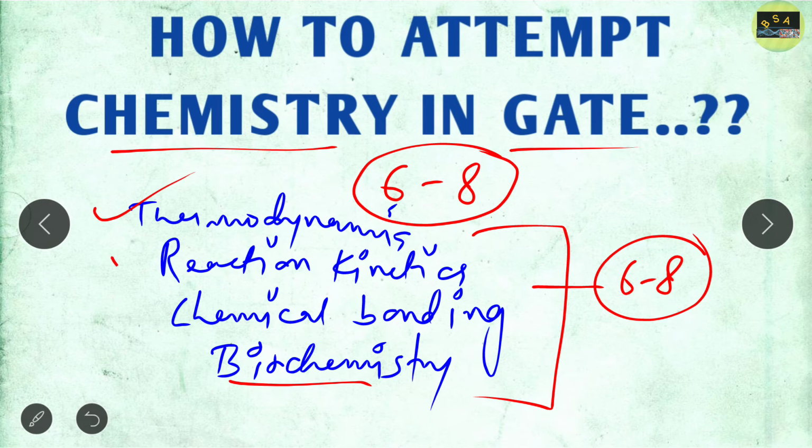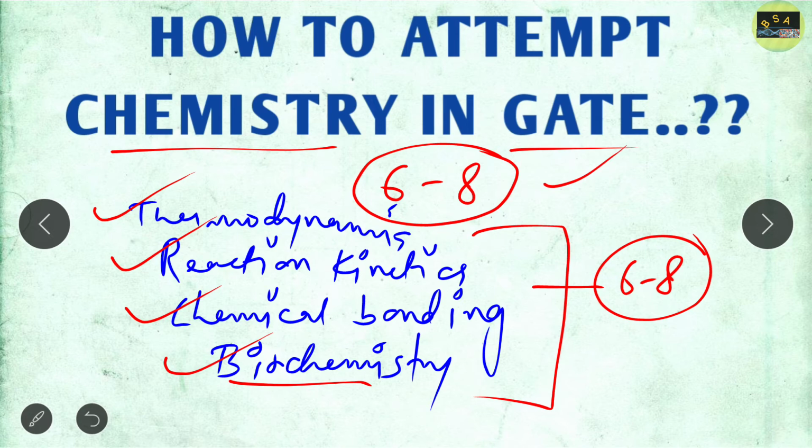Like that of reaction kinetics, rate of reaction, order of reaction, all this you can easily solve. First order reaction, second order reaction, zero order reaction, all this. In chemical bonding, read the hybridization, read the bond order, all this. Then you can easily get this. While in the biochemistry section, if you are prepared for CSIR NET biochemistry, then you can solve any question of biochemistry that will be asked in the GATE chemistry examination. So you can easily score 6 to 8 marks.